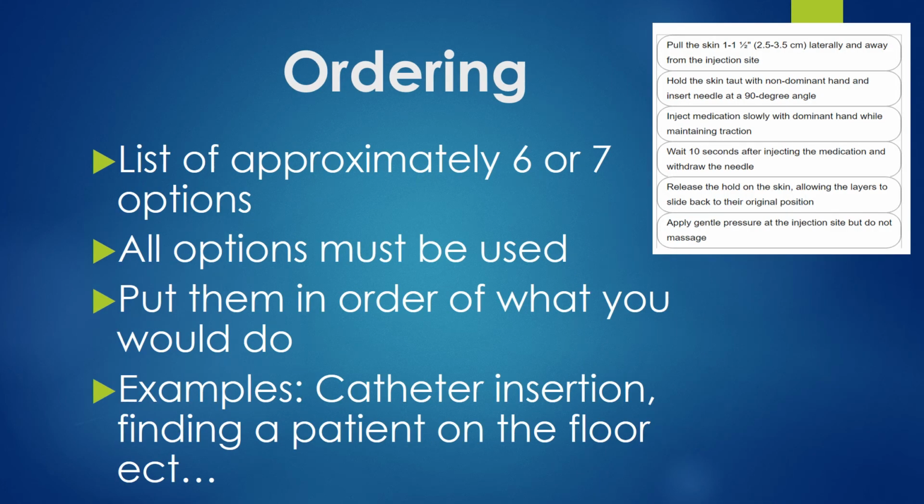Another type is ordering, and basically you get a list of options, and you have to drag them in the correct order. You usually get approximately 6 or 7 options, and you have to use them all. You're not going to be leaving any out. You have to put them all in order.